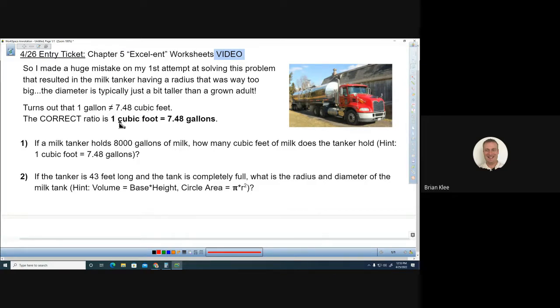So we have 1 cubic foot equals 7.48 gallons. 1 gallon does not equal 7.48 cubic foot. It's the other way around, okay? If a milk tanker holds 8,000 gallons of milk, how many cubic feet of milk does that tanker hold? And again, I'm giving you the hint, I'm giving you the conversion. So we are in 8,000 gallons.